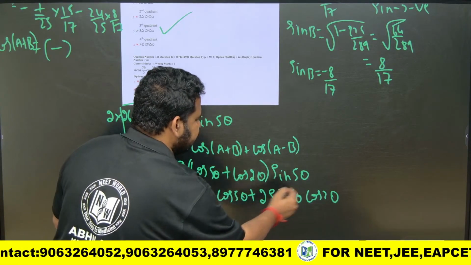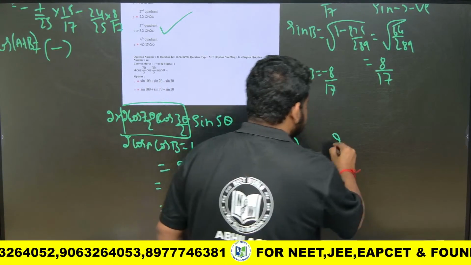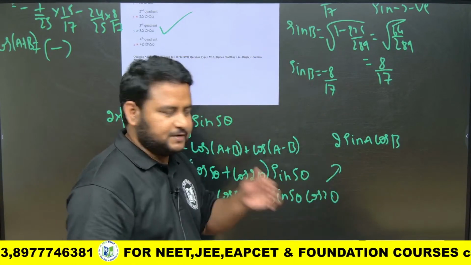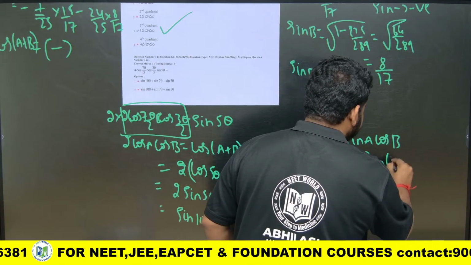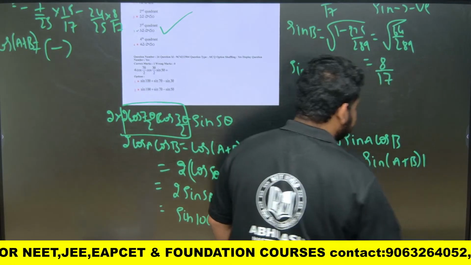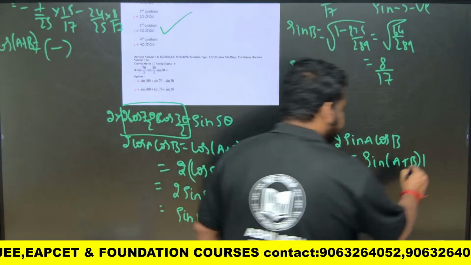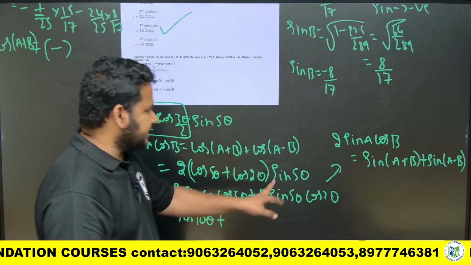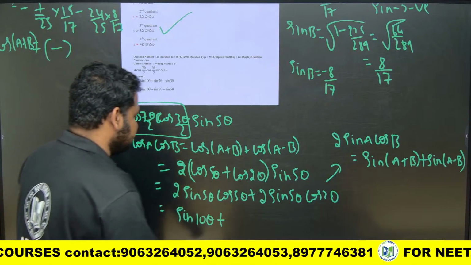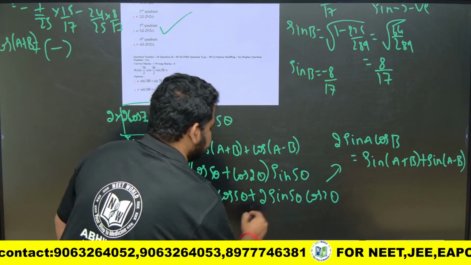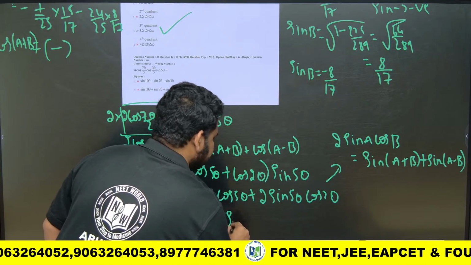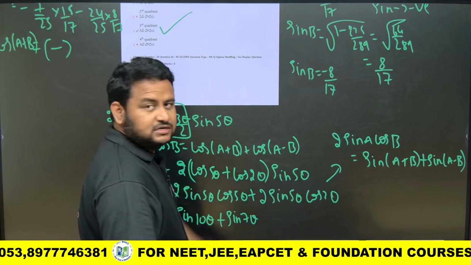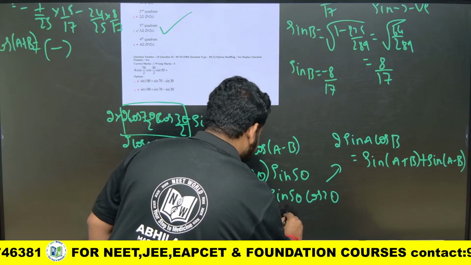Now this is 2 sin A cos B. Notice it is not cos A, it is 2 sin A cos B. The formula is sin of A plus B plus sin of A minus B. The bigger value is A. So 2 sin A cos B is sin of A plus B plus sin of A minus B. Sin of A plus B is sin of 5 plus 2, that is sin 7 theta. Sin of A minus B is sin of 5 minus 2, that is sin 3 theta.